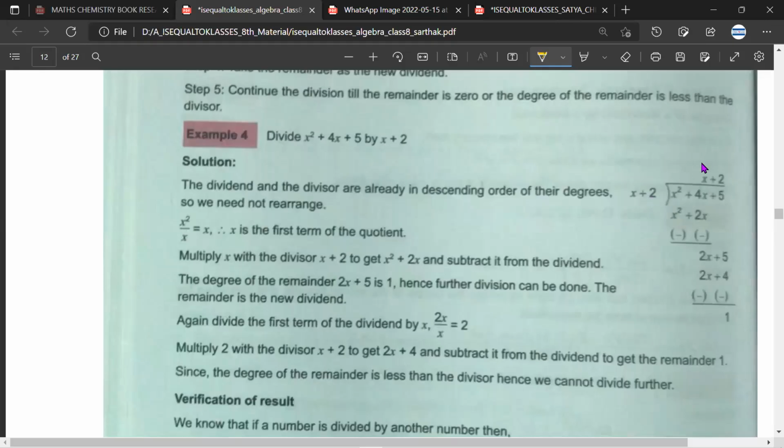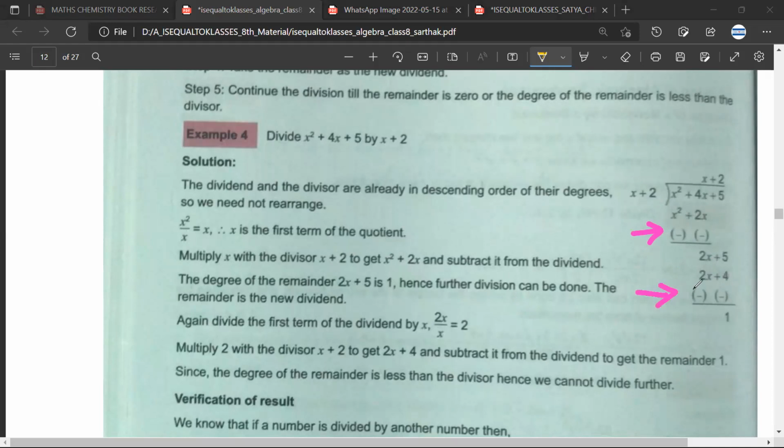Now, if you see, the same process is being followed. And this is what I was asking you to observe, that the sign is being changed. So x square becomes minus and 2x becomes minus. Again, this 2x becomes negative and 4 becomes negative. Do you see this change of sign here? Yes, sir. Now, we'll follow the same process.